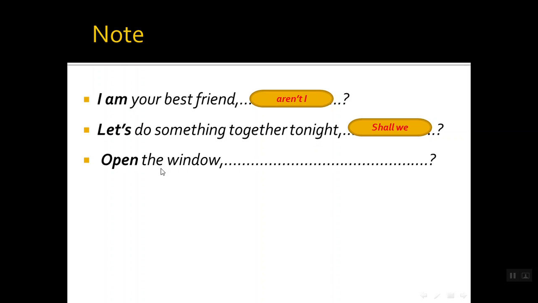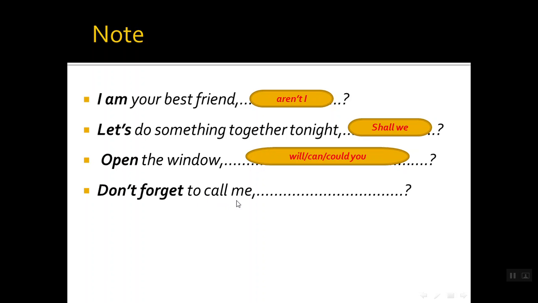Open the window. This is an imperative, or like giving an order to somebody or making a request. Open the window. The question tag is will you, can you, could you. All of them are okay.